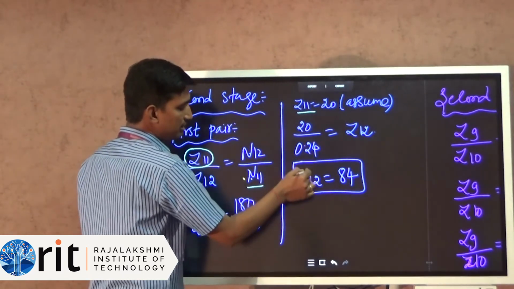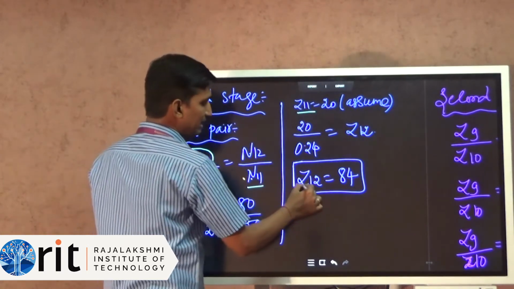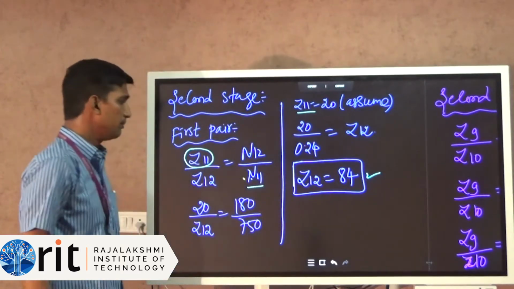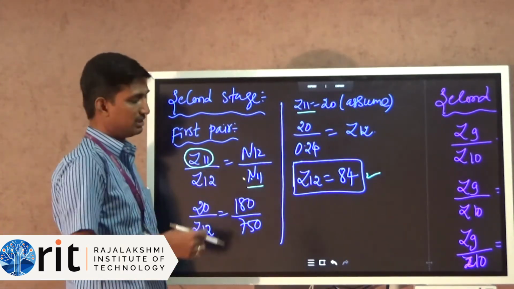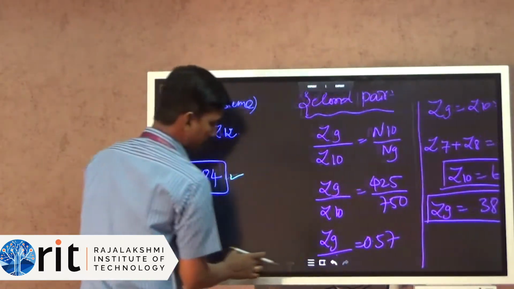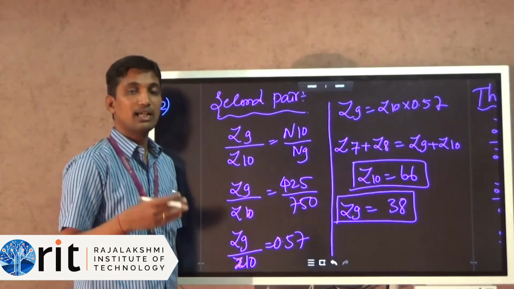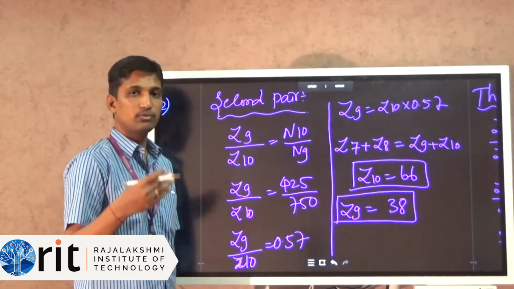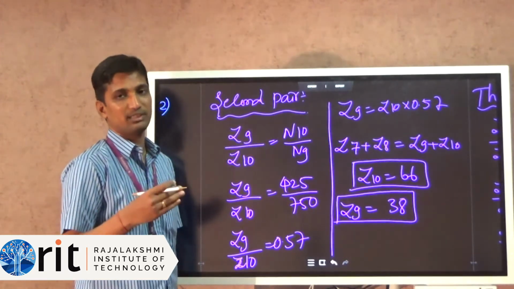Then based on this calculation, I am finding that Z11 equals 84. Based on this calculation, we have found Z11 and Z12. After completion of this, since the second stage of the gear has been accompanied with 3 sets of the gears, we are in a position to find the number of teeth for the 6 sets of the gears.